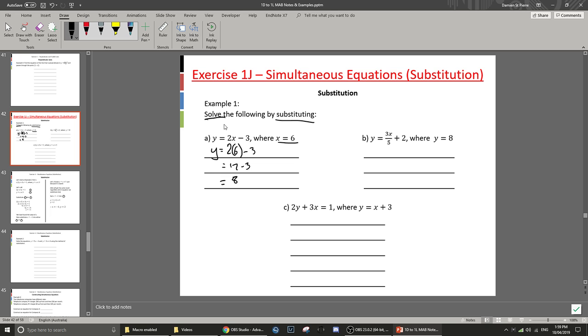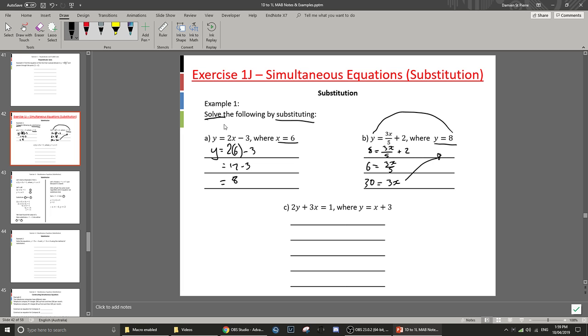Next problem. Okay, this time we're substituting in y is equal to 8. So 8 is coming in for y. So we have to do a little bit more work. So y equals 3x on 5 plus 2. So we need to solve this for our unknown, which is x in this case. So we're going to get 6 is equal to 3x on 5. So 5 times 6 gives us 30 is equal to 3x.